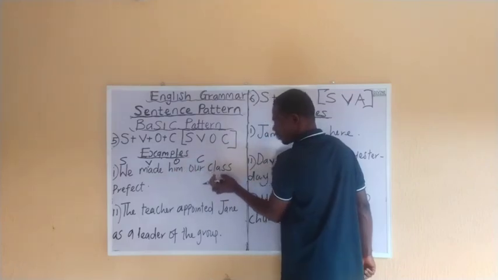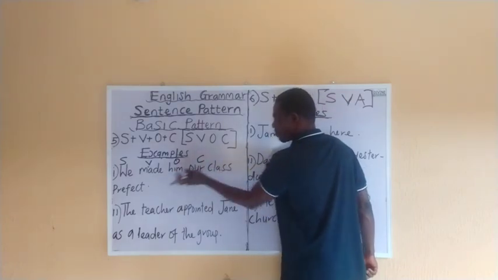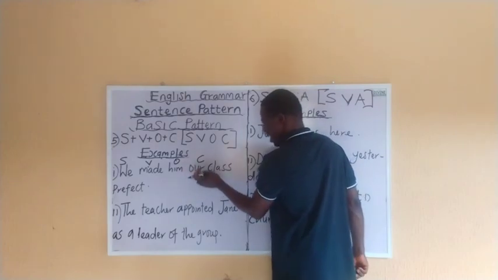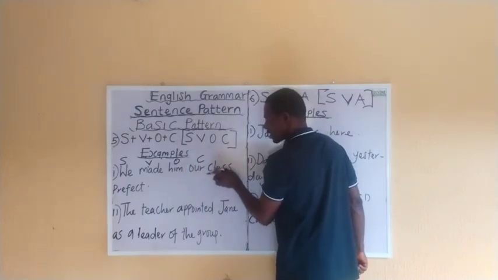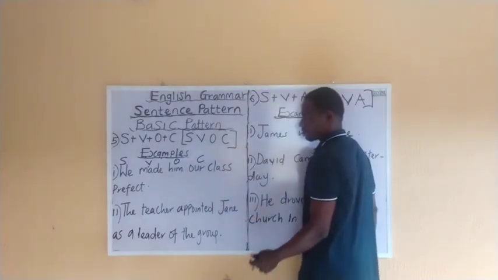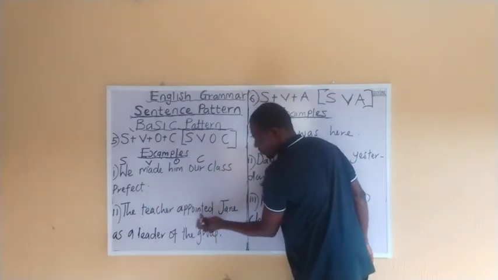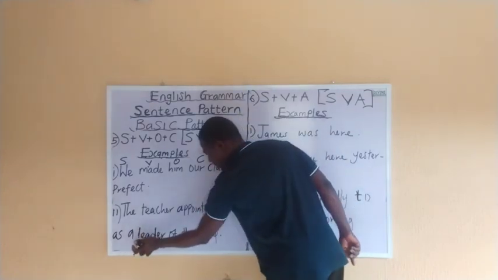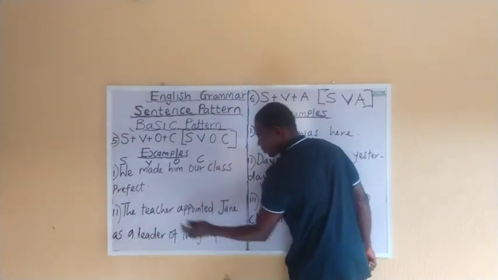So there's a relationship between him and our class prefect. So who is him? Our class prefect. Who is our class prefect? Him. Number 2, the teacher appointed Jane as a leader of the group.